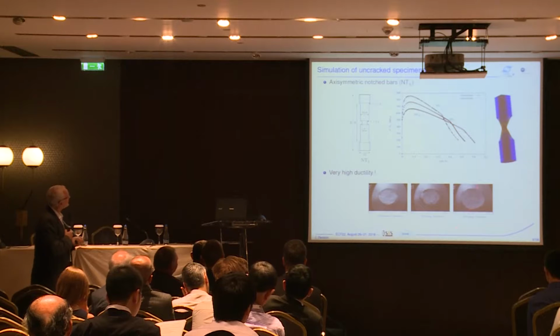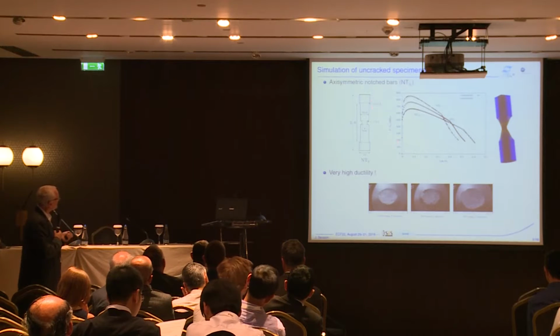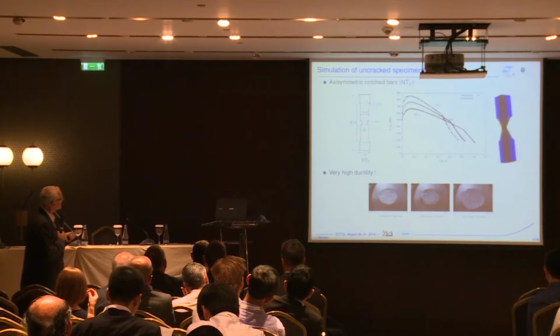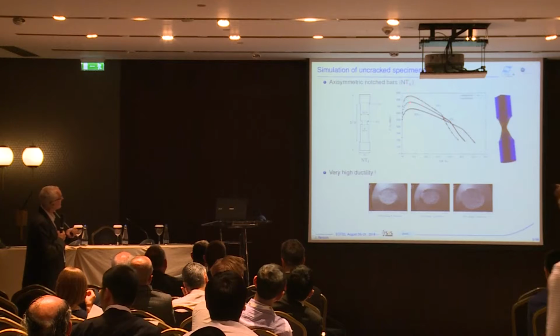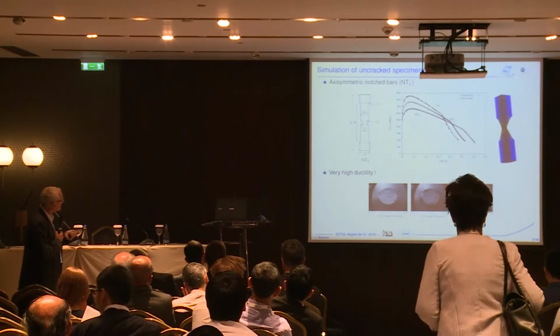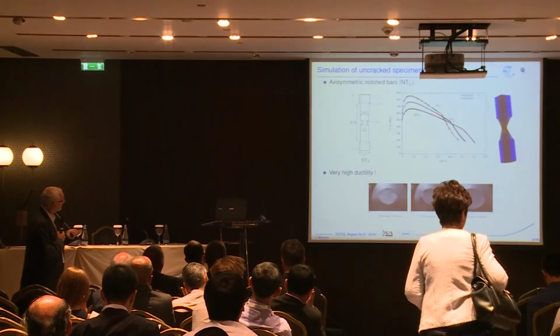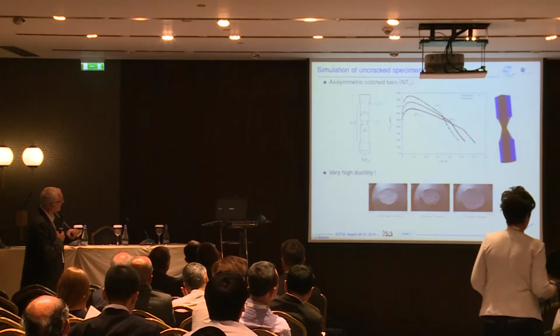So here are some examples of the fits. For instance, we performed tests on axisymmetric notch bars with different radii. So NT10 is a gentle notch, NT2 is a very severe notch. And the experiments are lines, and simulations are the dots. So you see there is a fairly good fit.